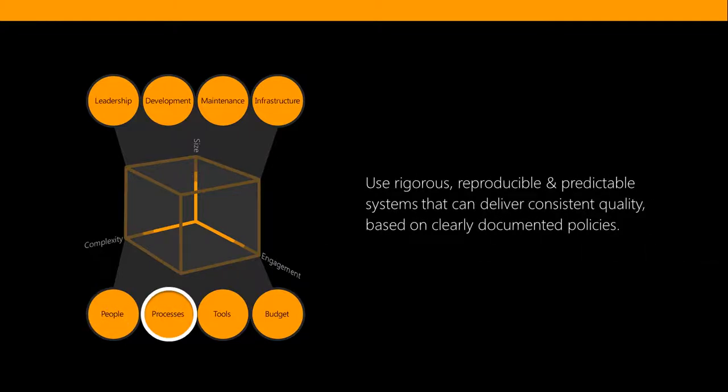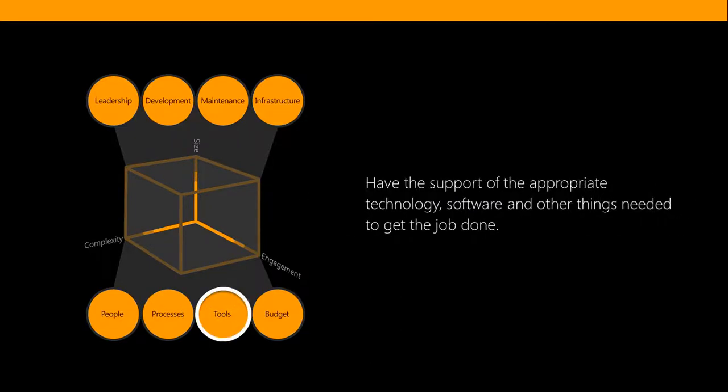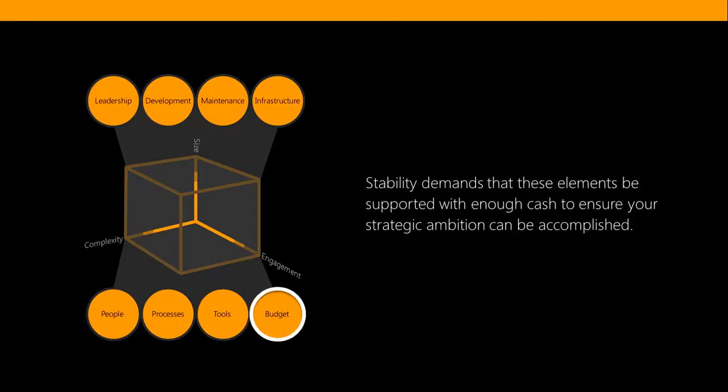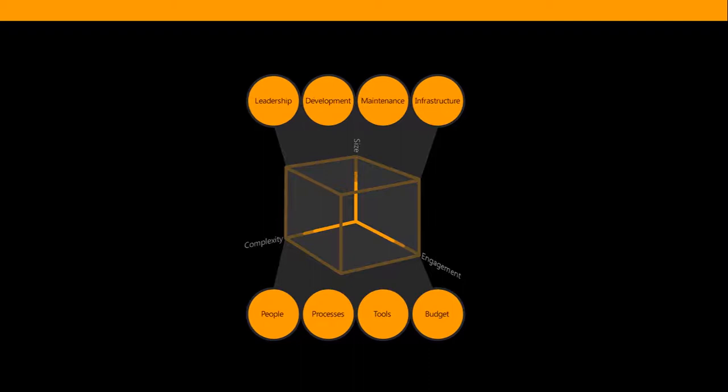For processes, stability depends on using rigorous, reproducible, and predictable systems that can deliver consistent quality on a timely basis, with acceptable cost, based on clearly documented policies, standards, and guidelines. For tools, stability requires that your team has the support of all the appropriate technology, software, and other things needed to get the job done. And finally, as regards budget, stability also demands that these elements be supported with enough cash to ensure your strategic ambition can be accomplished. So, in a nutshell, that's what good web or product management in action should look like.